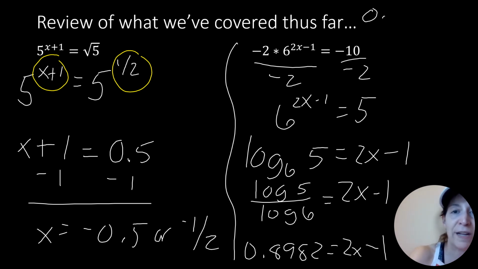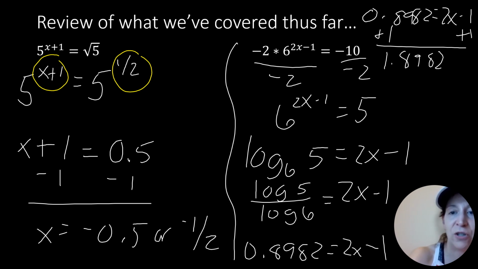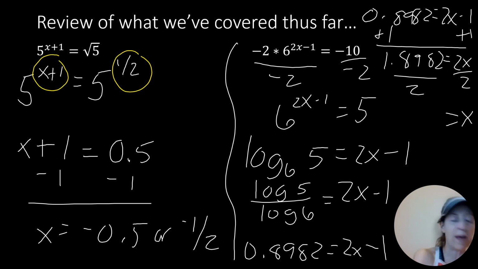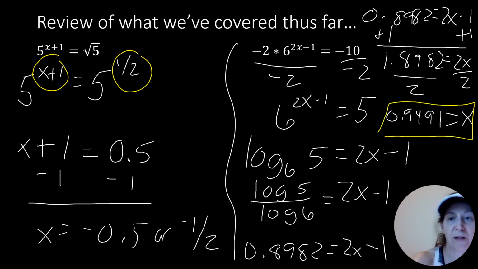So we have 0.8982 equals 2x minus 1. And I'll add 1 to both sides. So we will now have 1.8982 equals 2x. And then divide by 2. And I will need my calculator for that. Plus 1. Divide by 2, and I have 0.9491. And just to make sure that's clear, I am going to box that answer in.